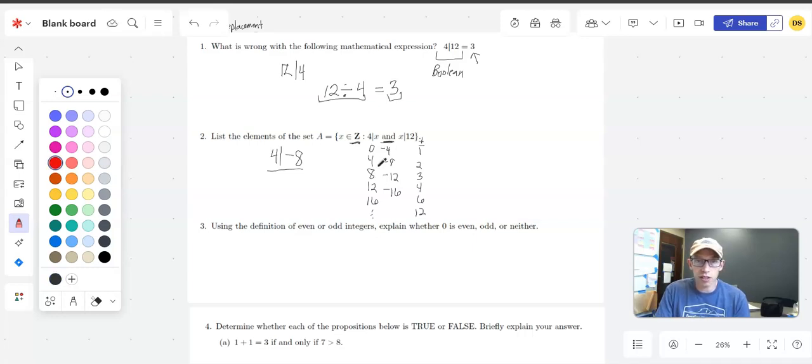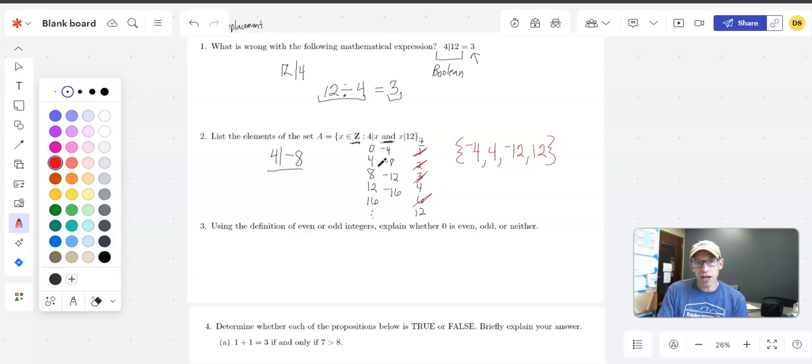Let me switch some colors here. So 1, 2, and 3 are not in that first set, so they're not going to count. And 6 also is not; 4 does not divide into 6. 4 does divide into 4 and 12, and negative 4 and negative 12. So the final answer here is negative 4, positive 4, negative 12, positive 12. That's all the elements in the set A.